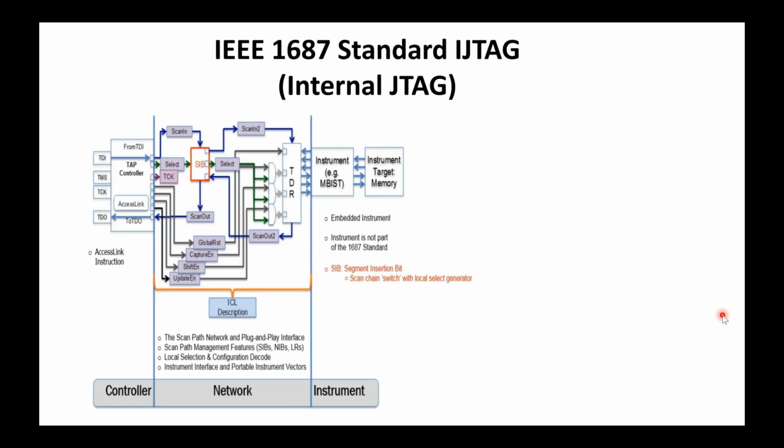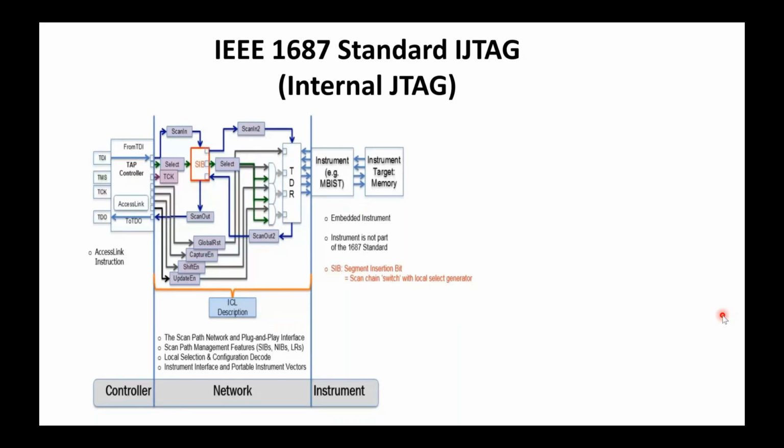Next we'll see the IEEE 1687 standard, which is the IJTAG standard, the internal JTAG. Previously we had seen that in JTAG, the TDI was directly controlling the TDRs through the tap. The value from the TDI was going and was written into the TDR, that is the data register.